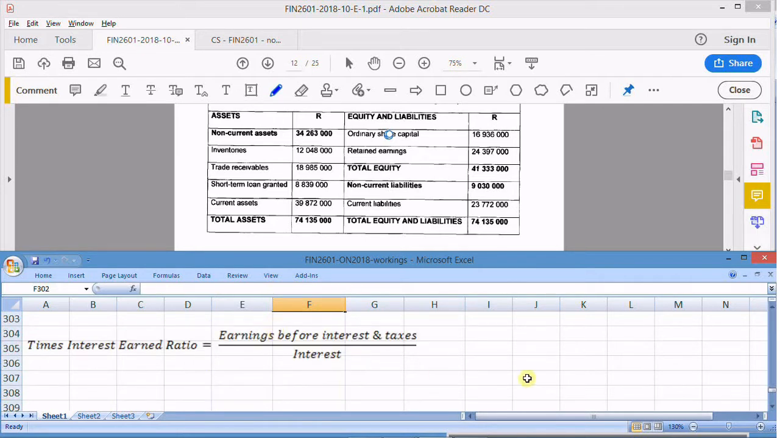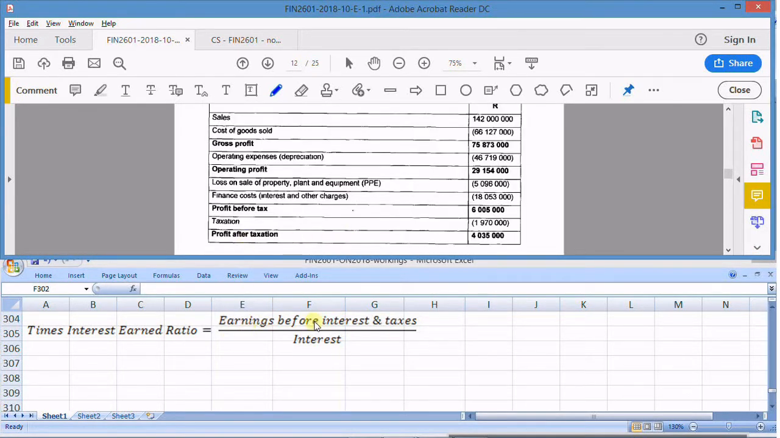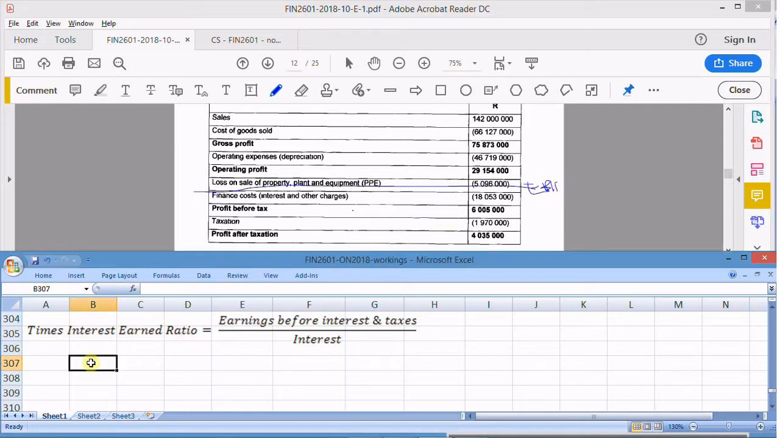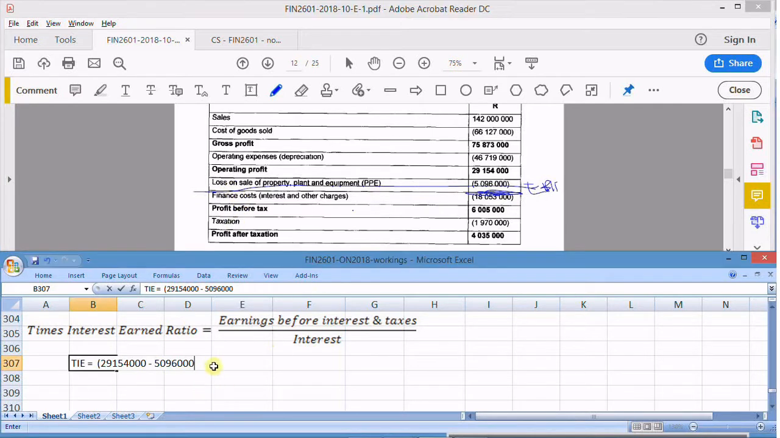Okay. Let's carry on. Let's get this one. Earnings before interest and tax over interest. We need to scroll up. Right, so EBIT would be over here, before financing, before cost. So we need to put that, EBIT. You see that? Okay, so we need to work that out. So TIE equals brackets, earnings before interest and tax, so it'll be operating profit: 29,154,000 minus the loss on sale 5096123, and then that'll give us a total. Okay, I want a total that's in between those two, because it's before the financing cost, before the tax.